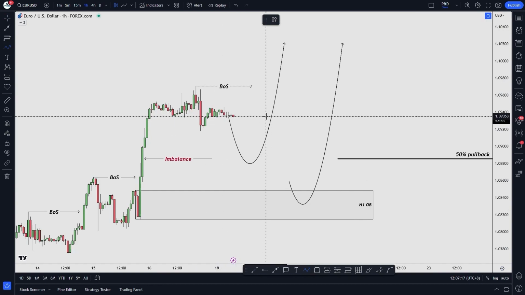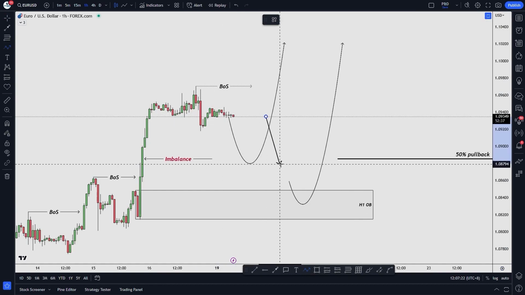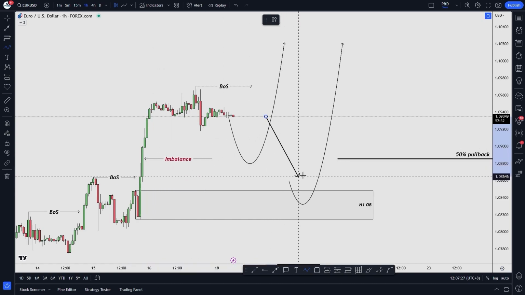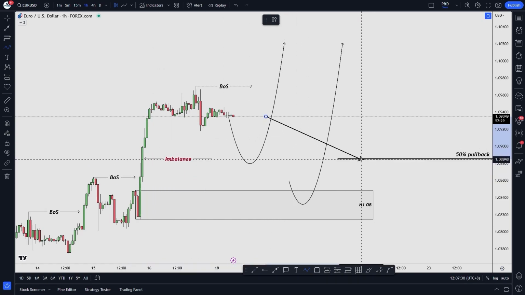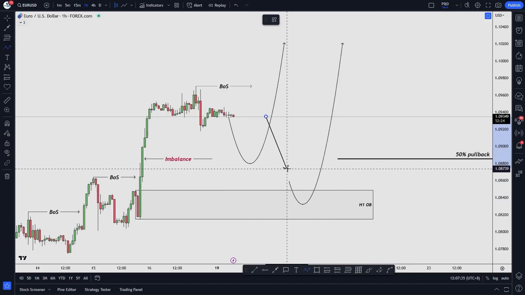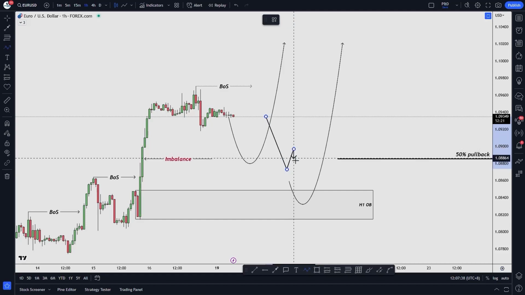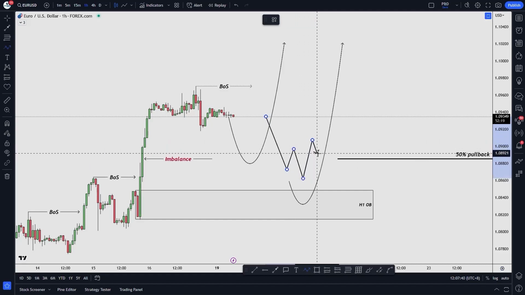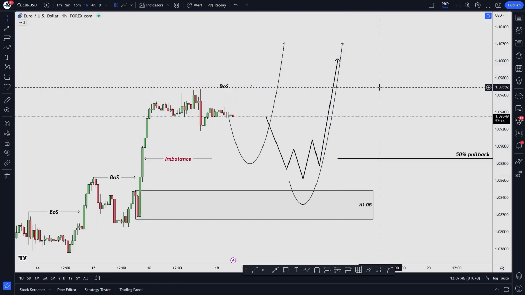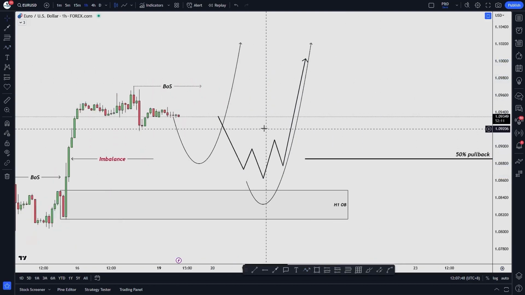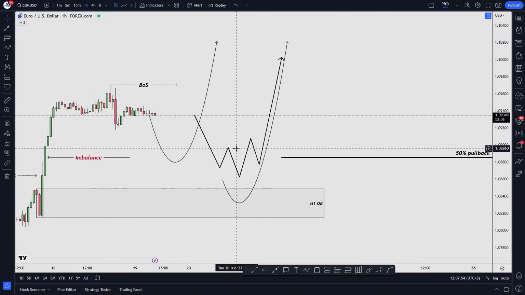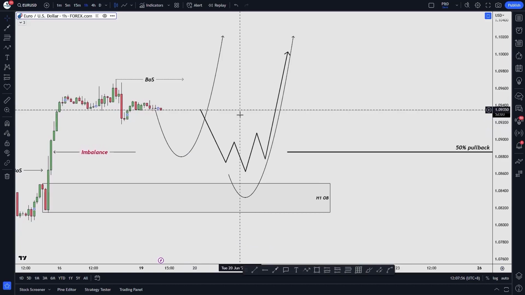Then, after reaching this imbalanced zone and mitigating this inefficient pricing and pulling back to this 50% level, it may also react from this hourly order block as well. Let's say it reached the 50% fib level, then it created market structure like this. After creating a market structure like this, we have to identify a change of character in lower time frame, or it may occur on high time frame as well, like hourly.